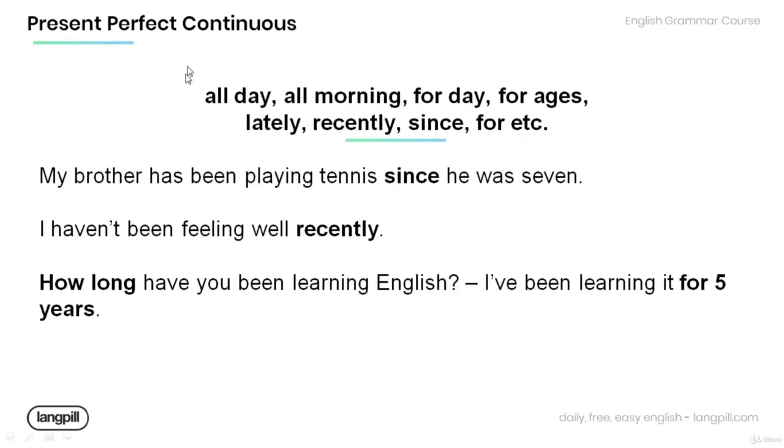Now we can use phrases such as all day, all morning, for days, for ages, lately, recently, since, for, etc. with the present perfect continuous tense. Have a look at the examples over here. My brother has been playing tennis since he was 7. I haven't been feeling well recently. How long have you been learning English? I've been learning it for 5 years.